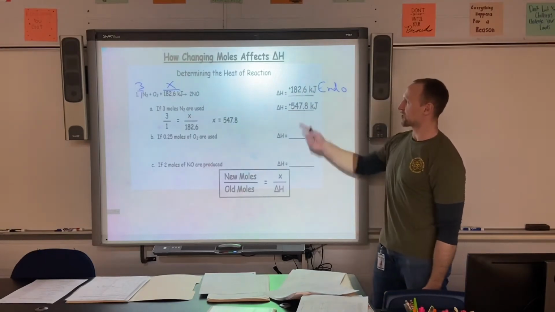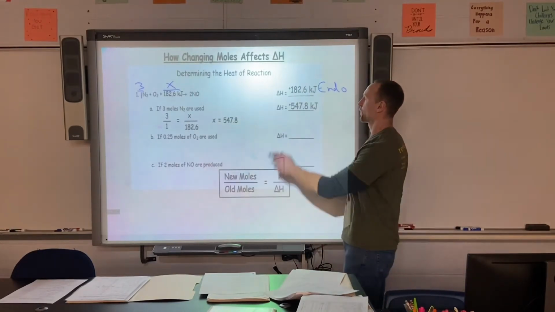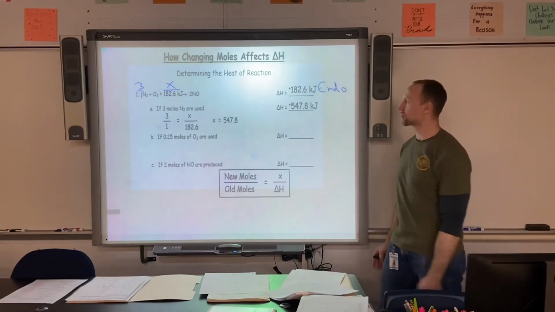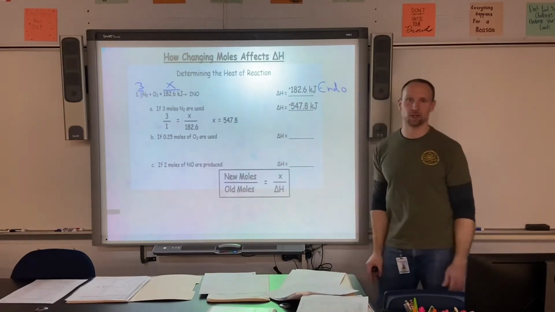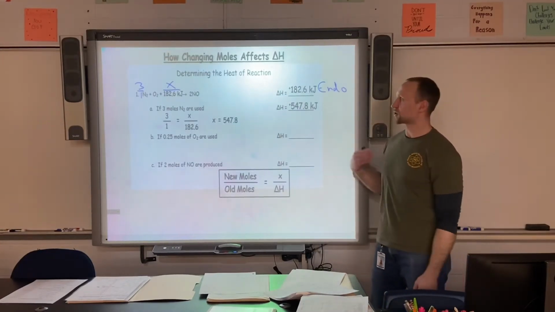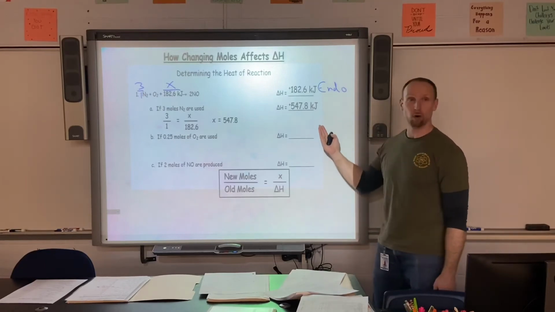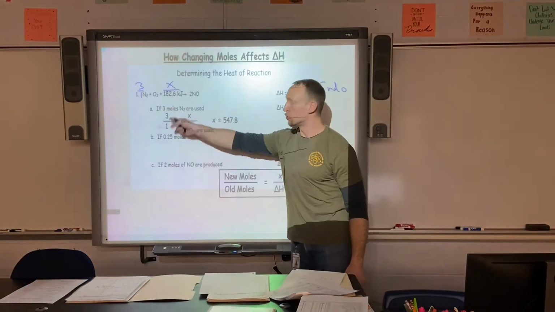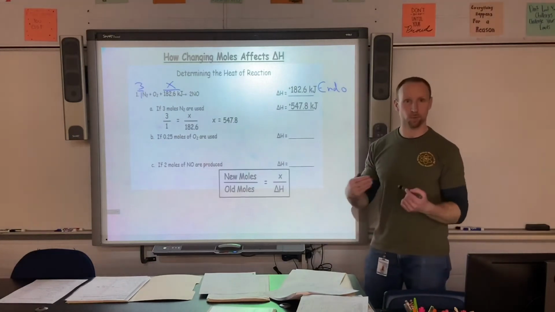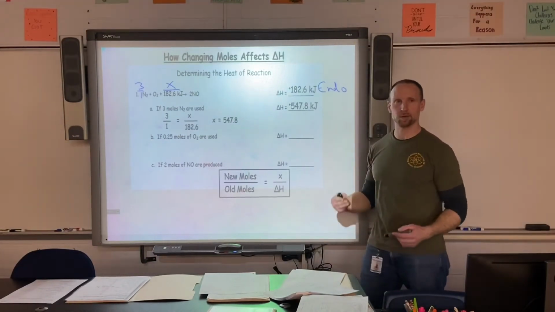So your delta H is now positive 547.8 kilojoules. Notice your sign didn't change. It's still endothermic. We're still gaining energy. We just gained more energy because we're using more reactant. It's proportional. So make sure your numbers make sense.